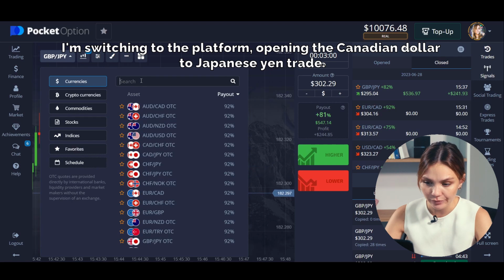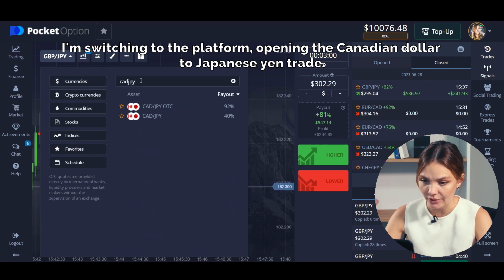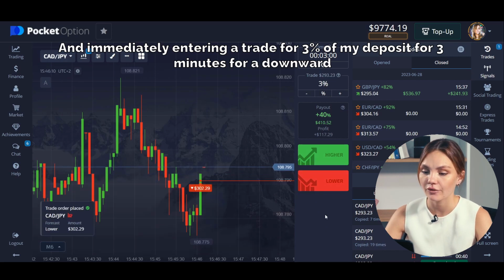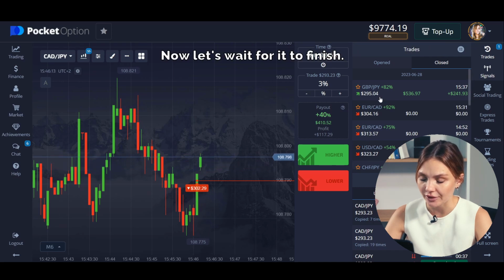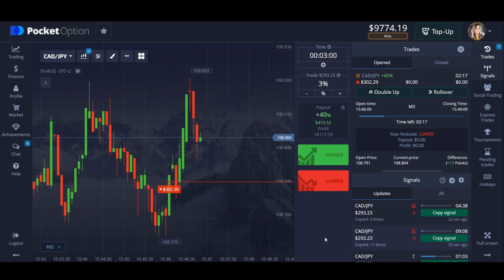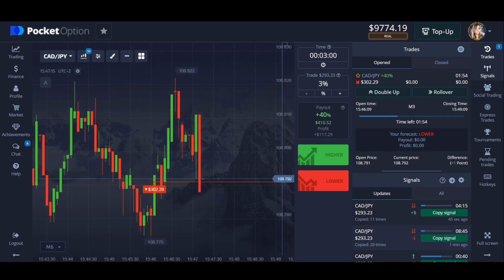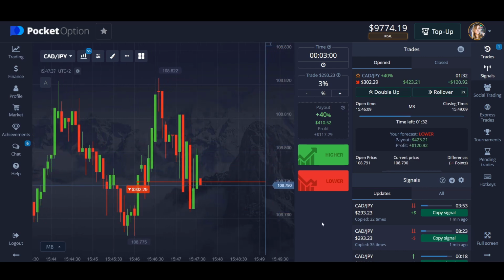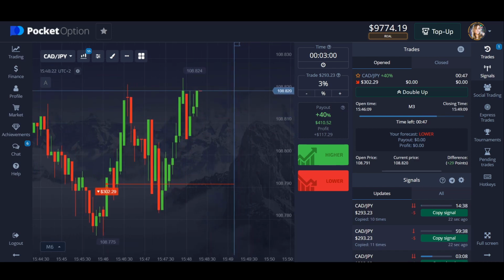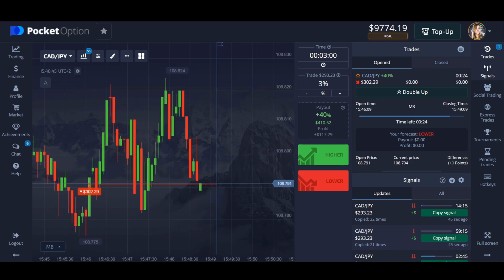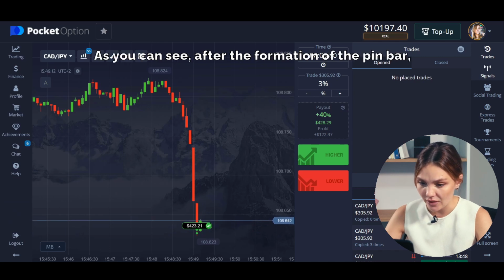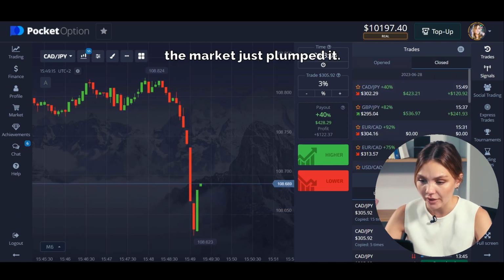I'm switching to the platform, opening the Canadian dollar to Japanese yen trade, and immediately entering a trade for 3% of my deposit for 3 minutes for a downward movement. Now let's wait for it to finish. The second trade closed with a profit. As you can see, after the formation of the pin bar, the market just plummeted.